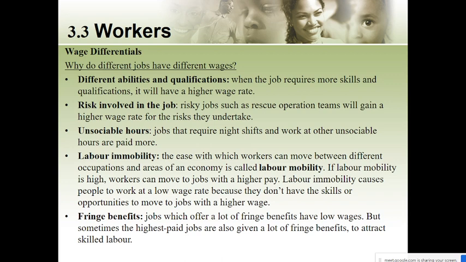Why do different jobs have different wages? It's again common sense. If you have a more risky job, it requires more wages, like drug dealers. Okay, look, different abilities and qualifications. Let's follow your book. Different abilities and qualifications: when the job requires more skills and qualifications, of course, it will pay you high. Common sense. Risk involved in the job, as you already discussed: if more risk is involved, more return will be involved.